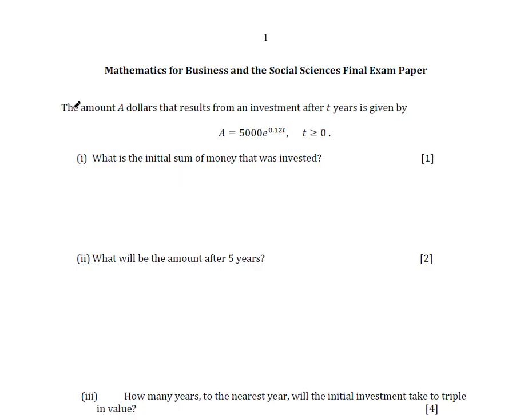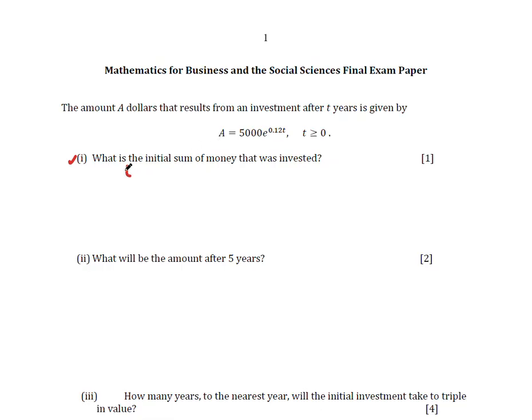Here we are told in our first question that the amount of dollars that results from an investment after t years is given by this exponential growth function. We know this is an exponential growth function because the coefficient of the exponent is a positive figure here, 0.12. If it was a negative figure, it would be an exponential decay function. We are asked in the first scenario to find what is the initial sum that was invested.